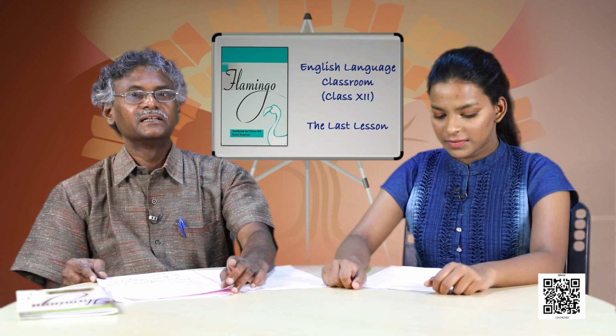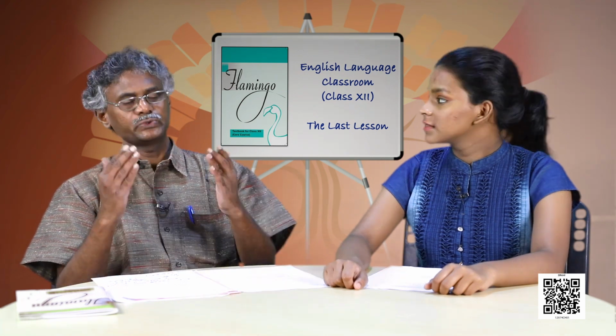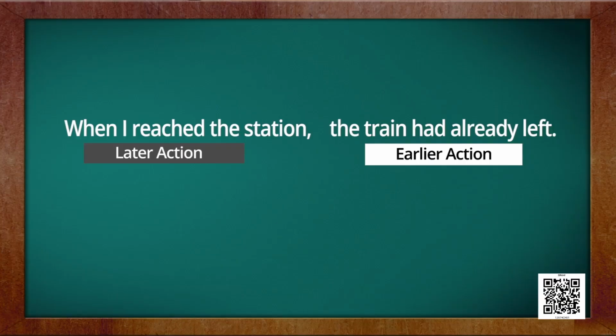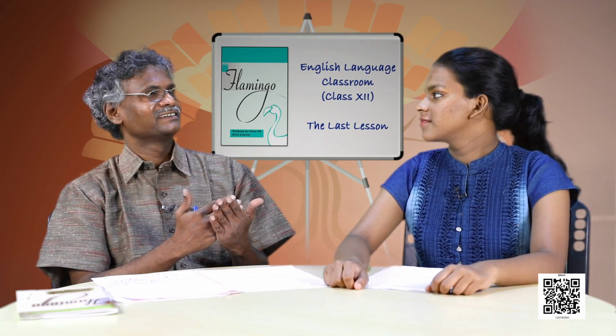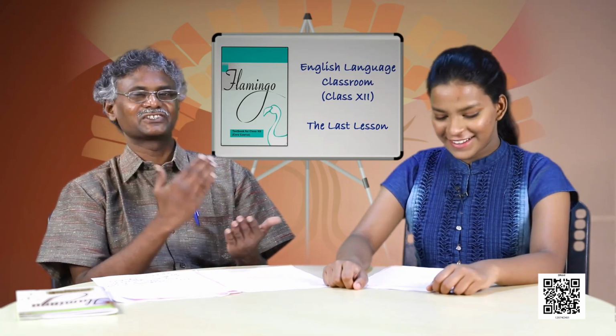Come on, learners. There are two actions in the past. For the first action we use past perfect. For the second action we use past. The classic example we always give is: when I reached the station, the train had already left. When I reached the school, the bell had already rung.